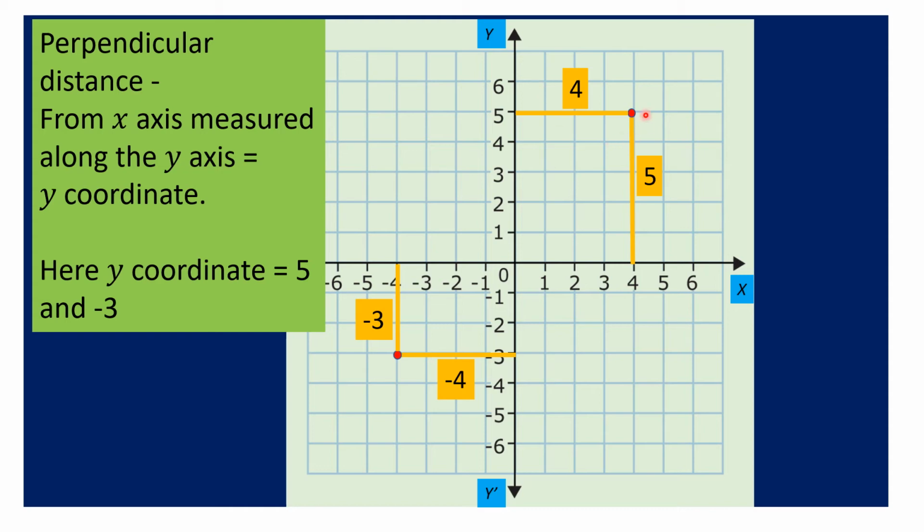So what is the x-coordinate of this point? 4. What is the y-coordinate of this point? 5. What is the x-coordinate of this point? -4. What is the y-coordinate of this point? -3. Right? So now let's look at it.